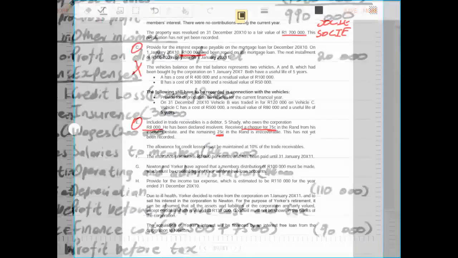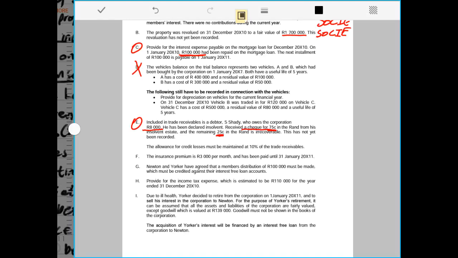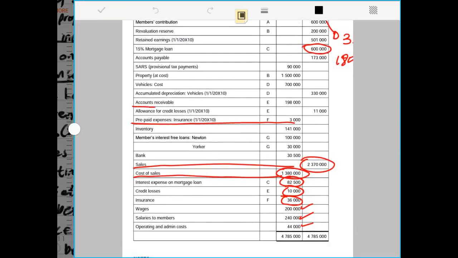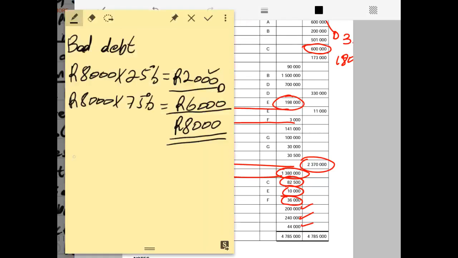Then after I continue with the next entry or the next part of that transaction, we are told that the allowance for credit losses must be maintained at 10% of the trade receivables. So now it means we must calculate the new allowance for credit losses by the end of the current year. And they say of the trade receivables. So we have to go to our trial balance and check the amount of our trade and other receivables. Our trade receivables is 198,000 rands. So now we have to say we are calculating the new allowance.